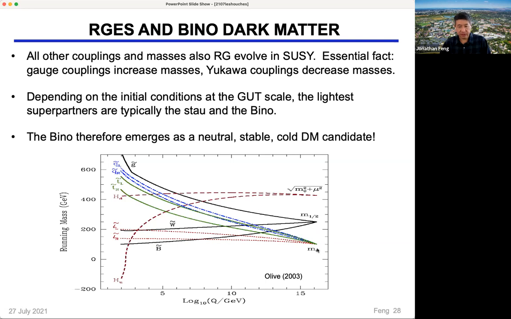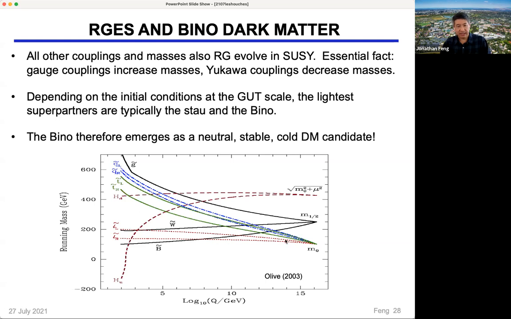You could do the same thing with all the scalars, the sleptons, the squarks, etc., and run them down. And if they all start in the same place, then you can make a prediction for what ends up lightest when you get down here. The general fact is that gauge couplings push masses up as you go down, while Yukawa couplings push them down as you go down. So there's just that one basic sign fact you should remember. The gluino has a very strong gauge coupling, and so it gets pushed up very high relative to the wino and the bino.